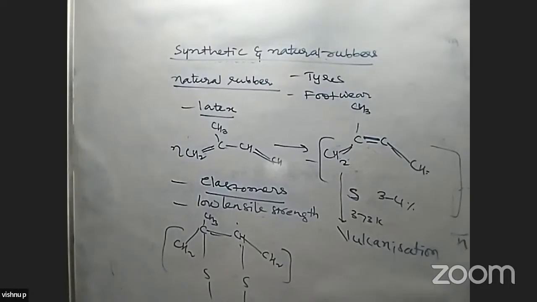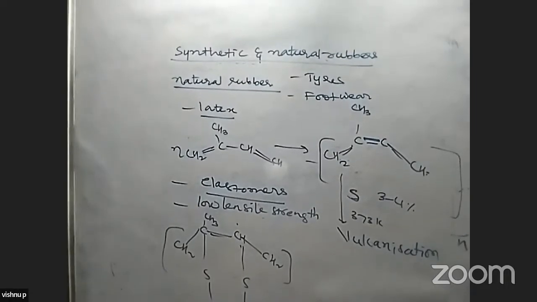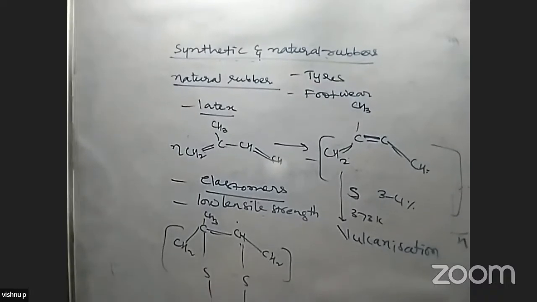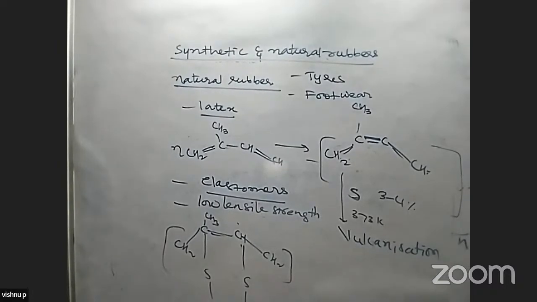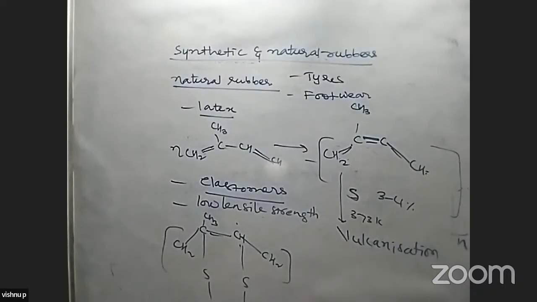Once again, natural rubber contains isoprene units. What is the meaning of isoprene units? Cis 2-methyl 1,3-butadiene. This is called an isoprene unit, and here it shows low tensile strength. So 3 to 4% of sulfur is added. But if we add less than that, it is used in the preparation of rubber bands. But if you add an excess amount of sulfur, very hard rubber is formed. That is called an ebonite rod.